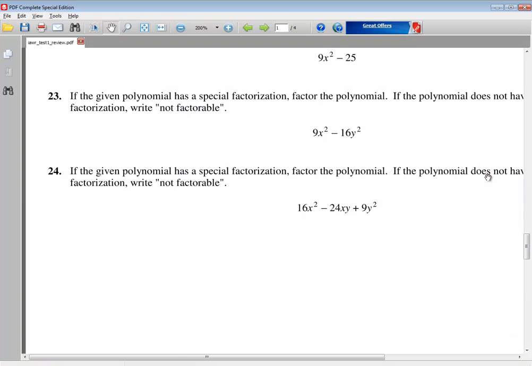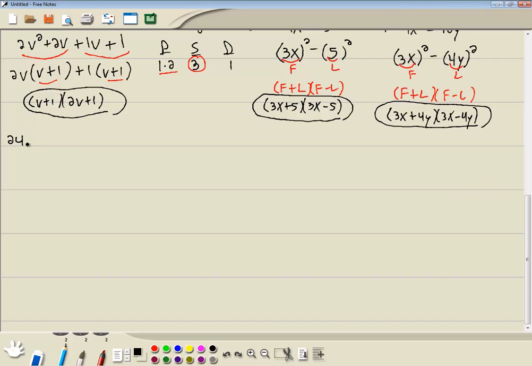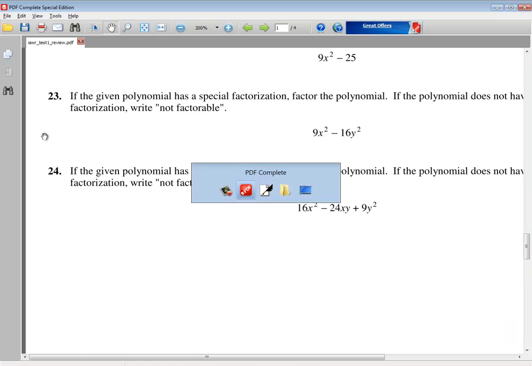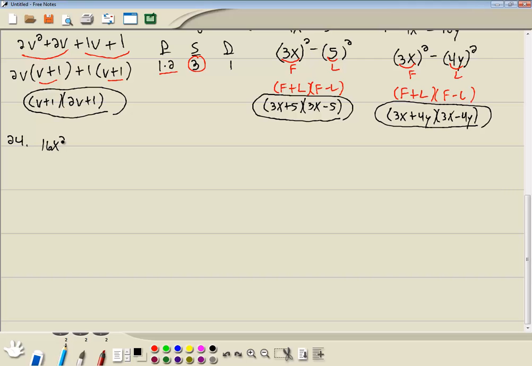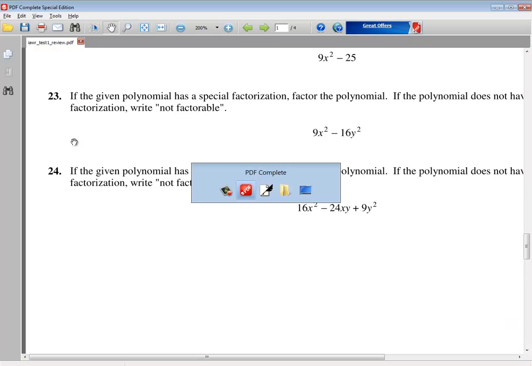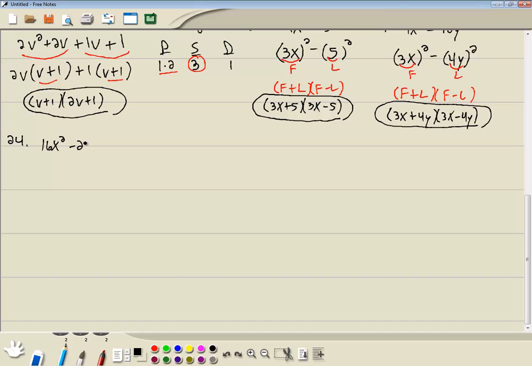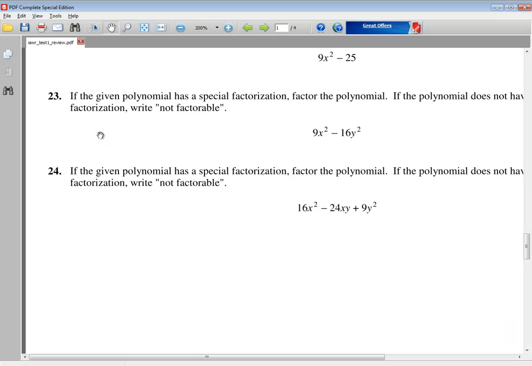Okay, number 24. We've got 16x squared minus 24xy plus 9y squared.